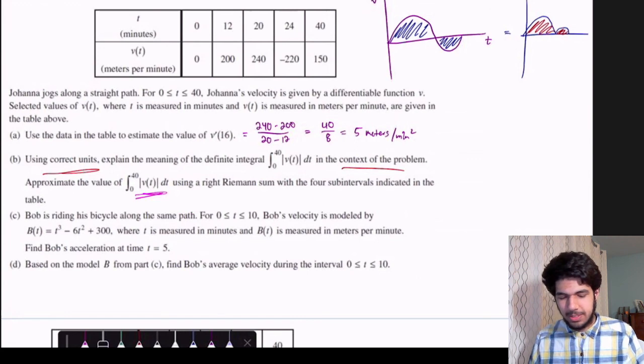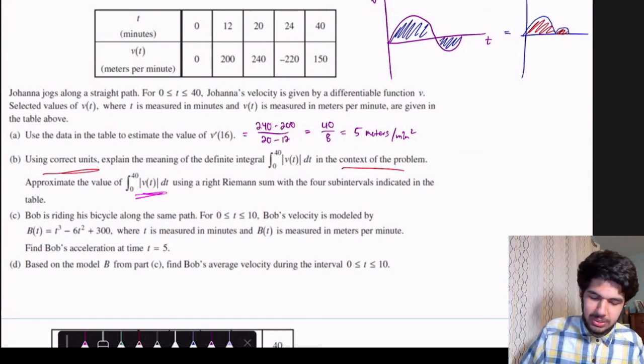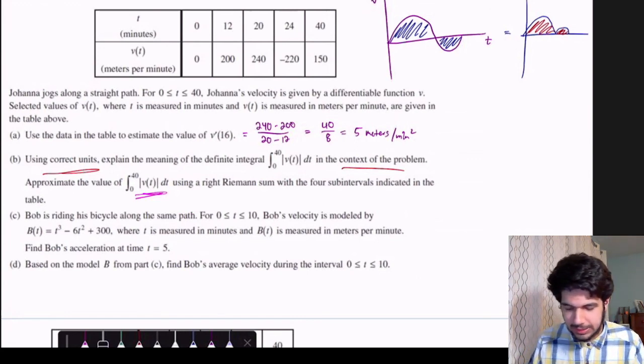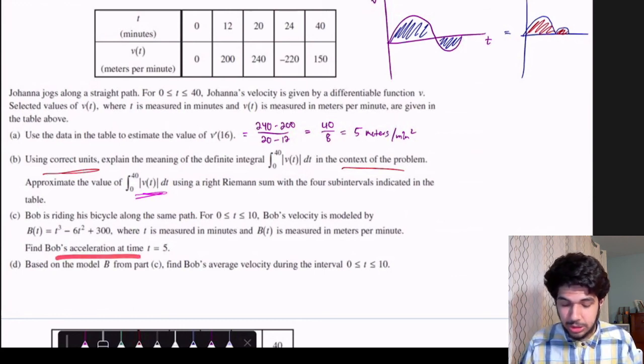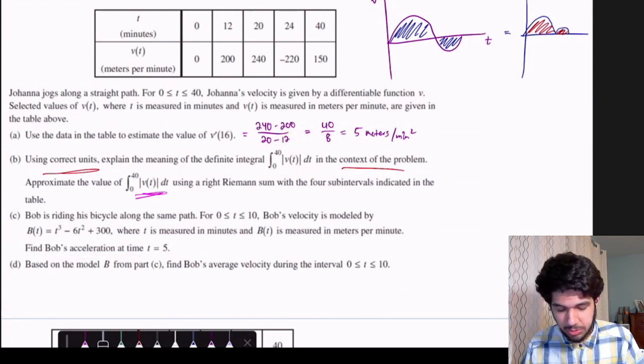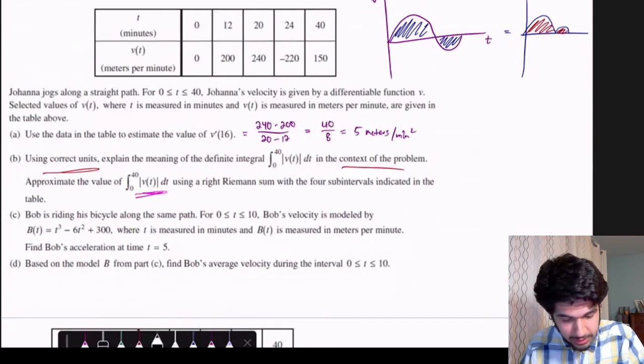Cool. So Bob is riding his bicycle along the same path. We have another velocity equation for Bob, and now we're asked to find Bob's acceleration at time t equals 5. So acceleration is the derivative of velocity, so we should take the derivative of b of t.